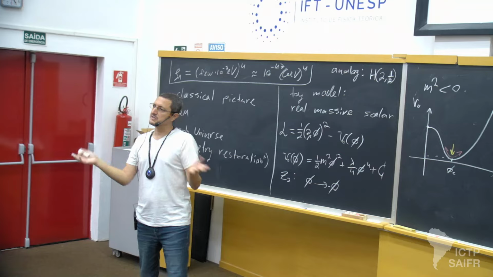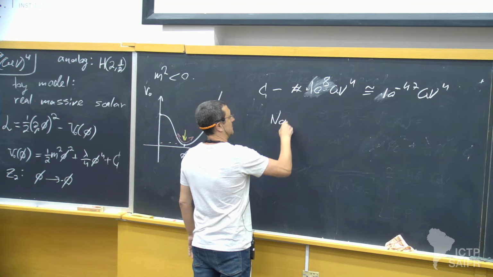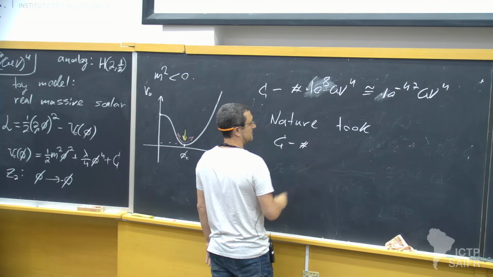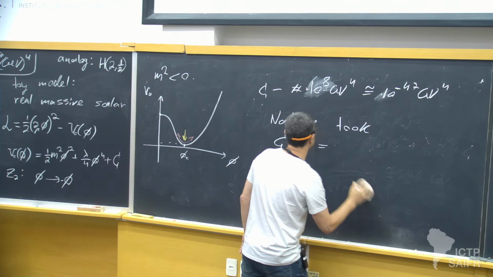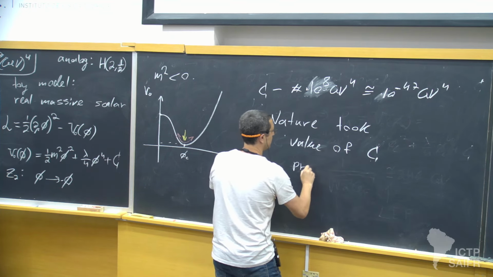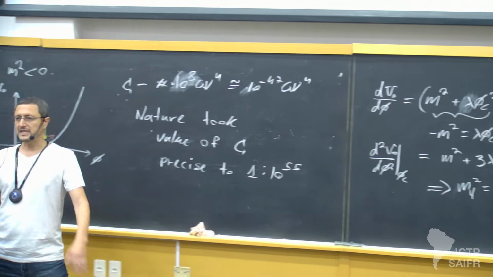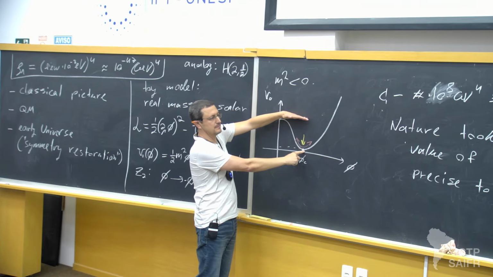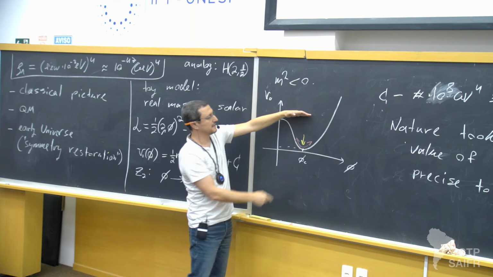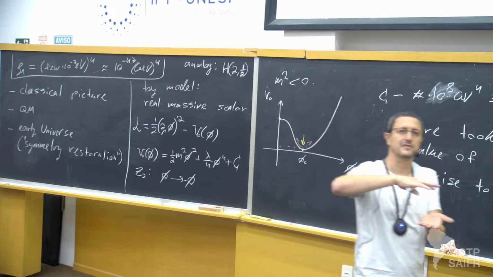For some obscure, at least from the point of view of quantum field theory, reason, nature took C minus some number to be equal to this 10 to the minus 47. So nature has to take a value of C, precise, let's say, to one part in 10 to the 55 or so, to exactly cancel this gap, right? The minus lambda over 8 times phi to the 4 is exactly the gap between 0 and the place where we are. C exactly cancels that. So the minimum of the potential is not at 0. It's at 0 plus the tiny little 10 to the minus 47 giga electron volt.